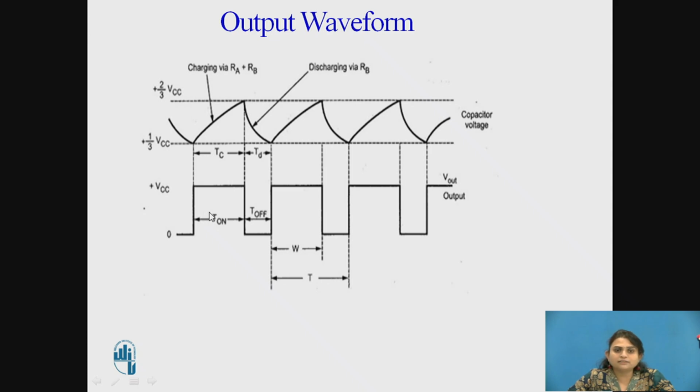We can call them the T on and T off time for the output, because when the capacitor is charging, the output will be at plus VCC, that is at high state, and when the capacitor is discharging, the output will be in the low state. So, that is why it is called the T off time. This is called the pulse width, meaning the width of that pulse.